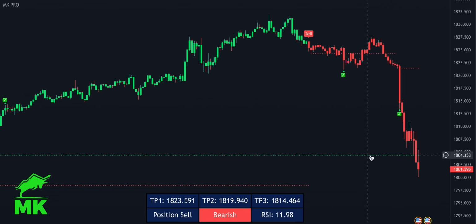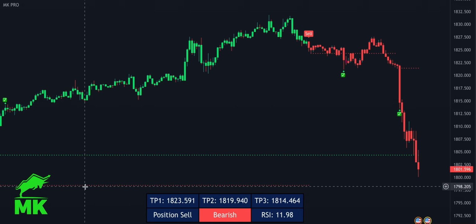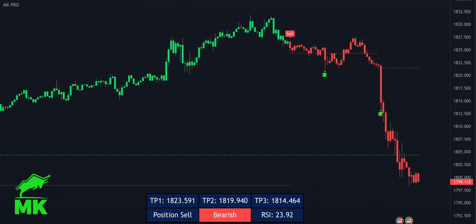1819.940. And here we see our first support line. It means we can close our position right here, from 1823.591 to 1804, that's great.